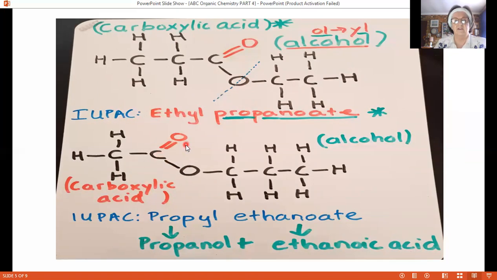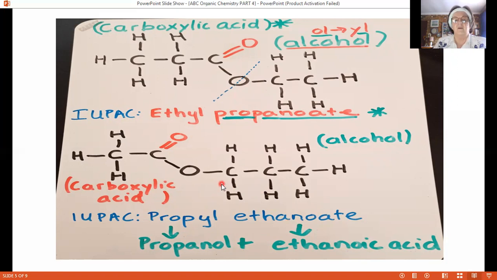Right, the next example, where we recognize this as the carboxylic acid because of the double bond oxygen, and there are only 2 carbons, so now it's eth. And here we've got the alcohol with the O, so it's meth, eth, prop. The ol becomes yl, so propanol becomes propyl, and the ethanoic acid here becomes ethanoate. Together it forms the ester.